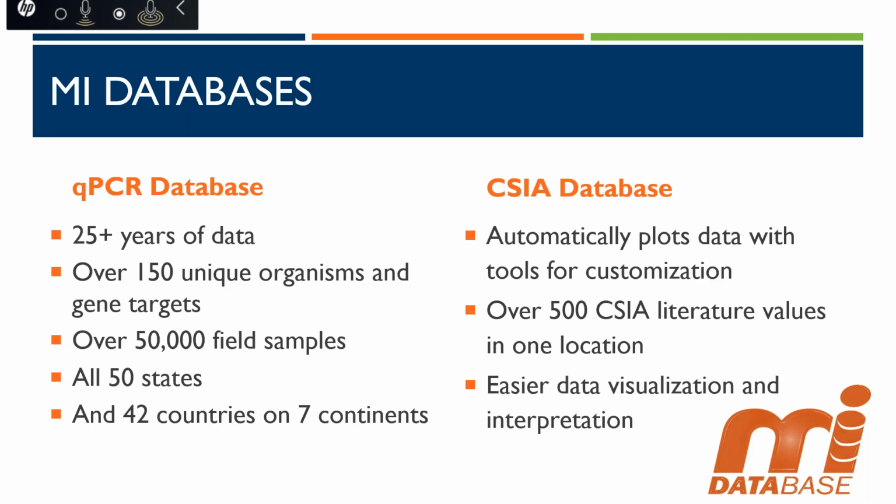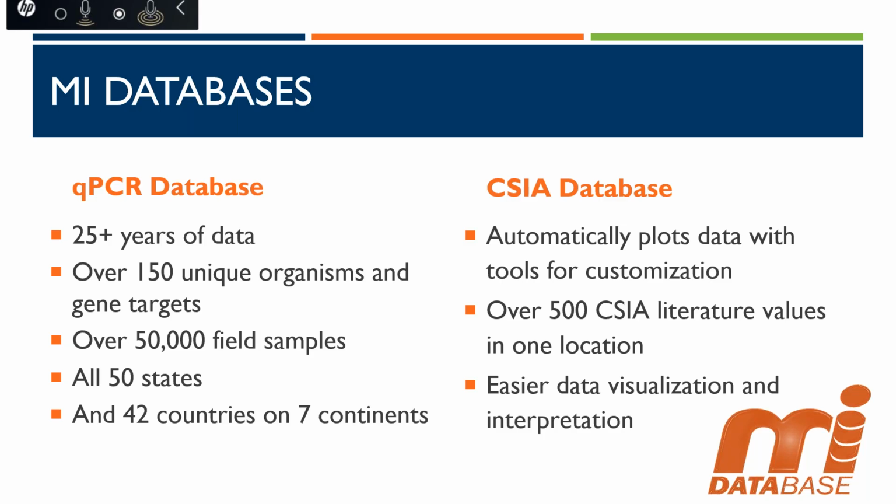So as Kate mentioned, we've been in operation for 30 years. So we have more than 25 years of qPCR data from over 150 unique organisms and gene targets. These have been collected from over 50,000 field samples. We've done all 50 states in the U.S., all the U.S. territories, and more than 42 countries on all 7 continents now. So a lot of qPCR information. So you can start to look and go, wow, what does my concentration mean? I have this particular gene. Is that high, medium, or low compared to sites around the world? So you can start to put some context to that data and make stronger interpretation.